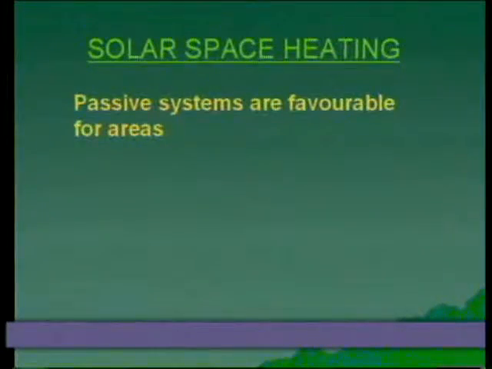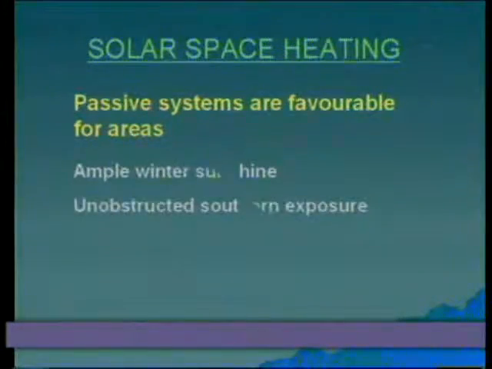Whenever you consider solar space heating, it is of two types. One is passive heating, the second one is active heating. Passive systems are favorable for areas where ample winter sunshine is available, with unobstructed southern exposure. Sometimes in buildings the south side walls are covered by the shade of neighboring buildings. So if the south side of the building is directly exposed to the sun, and ample sunshine is there even in winter, then only can we use passive systems.